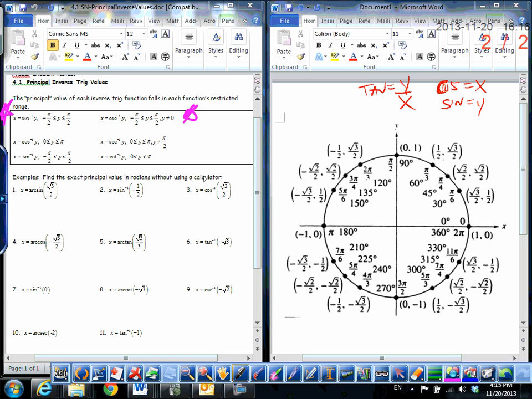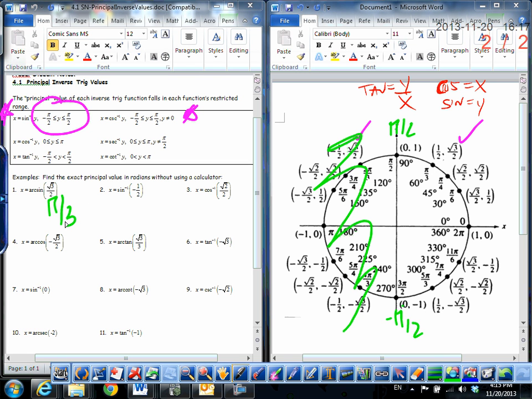For numbers 1, 2, 3, 4, we just want to figure out when sine is square root of 3 over 2, or when cosine is square root of 2 over 2, all that stuff. So when sine is square root of 3 over 2, that's my y value. Then I look and see that my y can only be between negative pi over 2 and positive pi over 2. Negative pi over 2 is down here, and if we go this way, positive pi over 2 is up here. So we're ruling out anything on the left-hand side. That means it's got to be this point. Since we're doing it in radians, it is pi over 3.